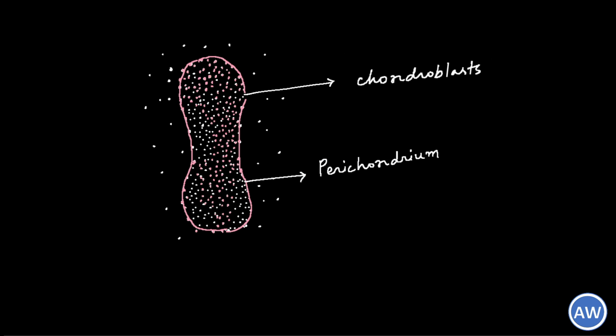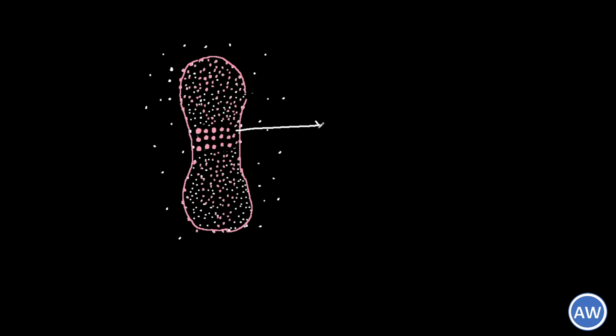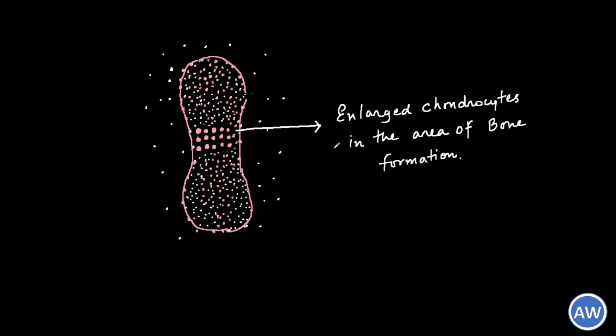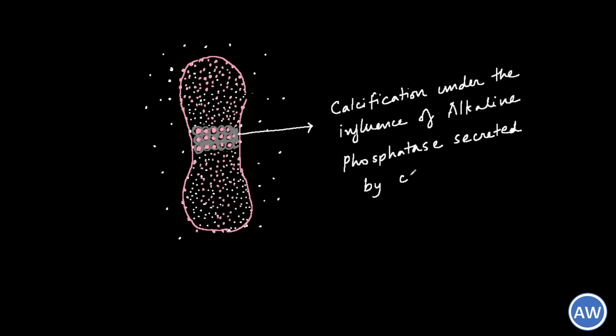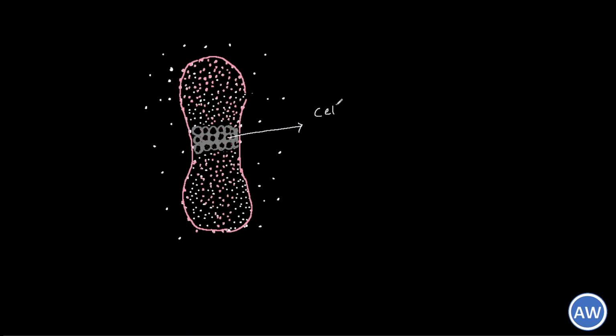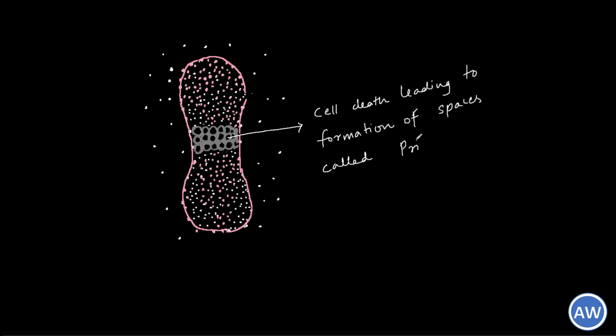The cells of the cartilage are at first small and irregularly arranged. However, in the area where bone formation is to begin, the cells become vacuolated and enlarge considerably. The intercellular substance between the enlarged cartilage cells becomes calcified under the influence of alkaline phosphatase, which is secreted by the cartilage cells. The nutrition to the cells is thus cut off and they die, leaving behind empty spaces called primary areolae.